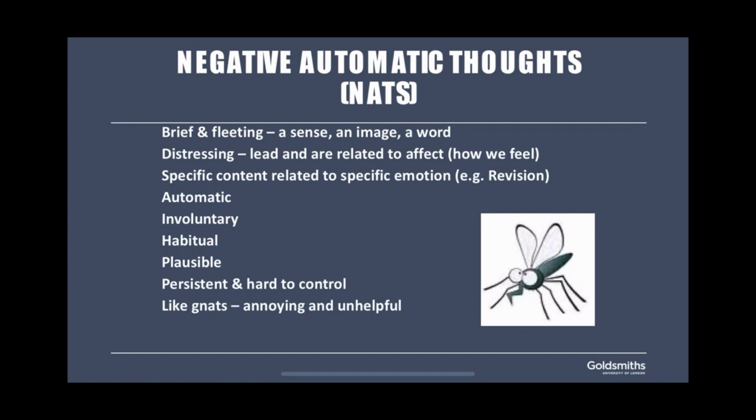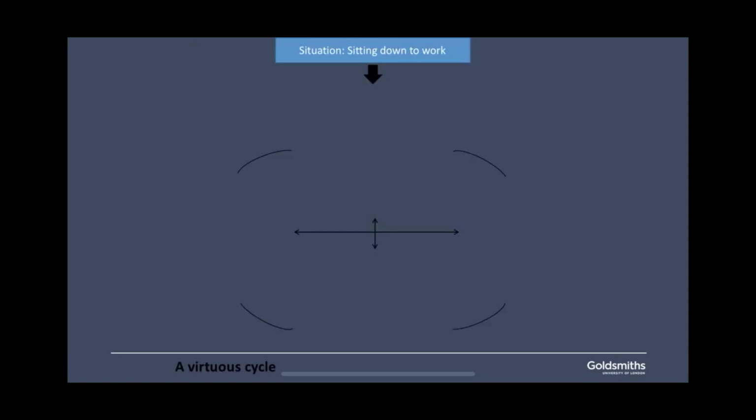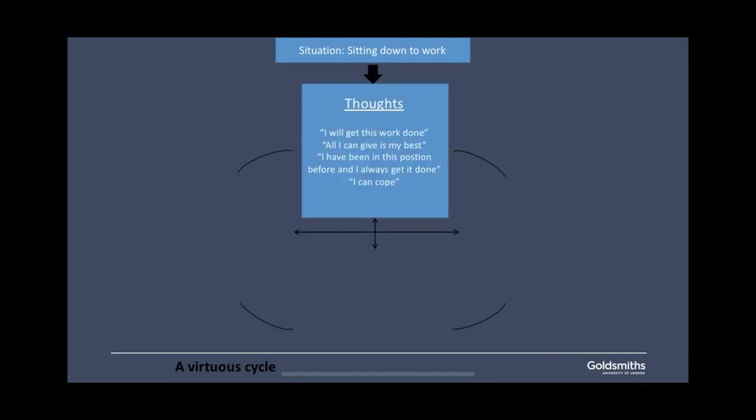So let's go back to our hot cross bun. Let's think about an alternative way of doing this. Same situation, sitting down to do your work, opening up your laptop. What sort of thoughts could you cultivate? What helpful alternative ways of thinking might spur on a different outcome? I will get this work done. All I can give is my best. I have been in this position before and I always get it done.